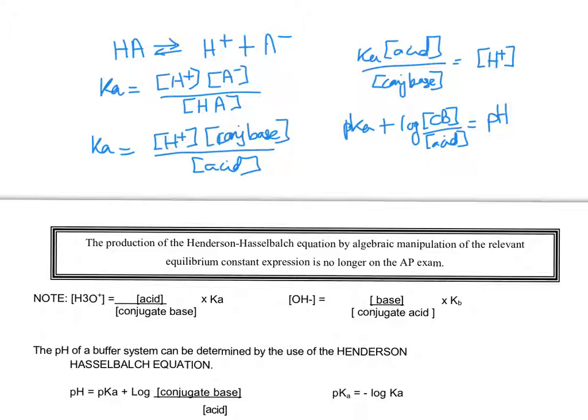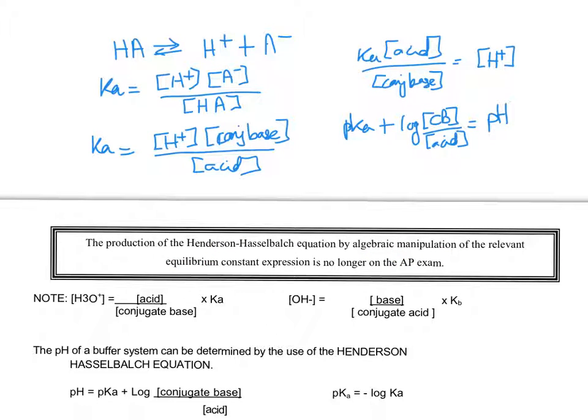We are continuing our discussion of buffers, and we are using the Henderson-Hasselbalch equation, which is kind of a shortcut for some calculations that we've seen already. So let's real quick derive the Henderson-Hasselbalch equation just so you know where it comes from, but you no longer need to know how to derive it. That was something that was asked on the AP exam. It's no longer on the AP exam, the manipulation to get it.